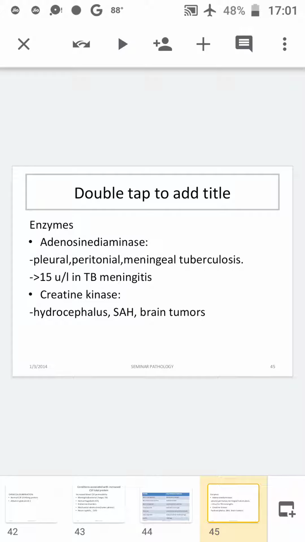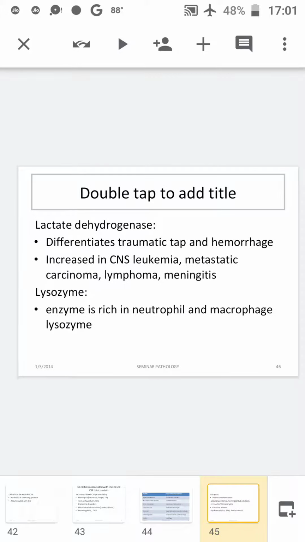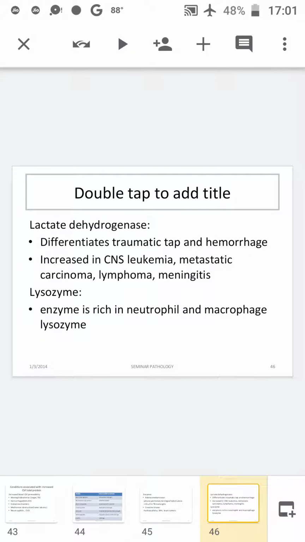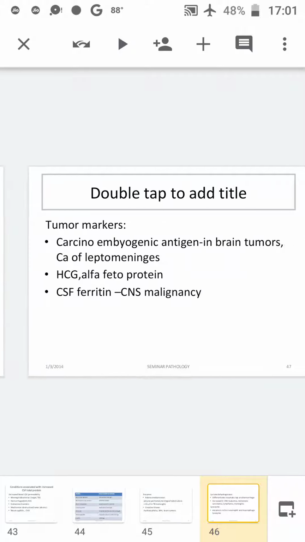Similarly, we have seen the protein normal reference range, and I have told you which diseases are associated if the proteins are increased. Now coming to the enzymes: if adenosine deaminase is increased, then it is because of meningeal tuberculosis. If creatine kinase is increased, then it is because of hydrocephalus and subarachnoid hemorrhage. If lactate dehydrogenase enzyme is increased in the CSF fluid, then it indicates CNS leukemia, metastatic carcinomas, lymphomas or meningitis.